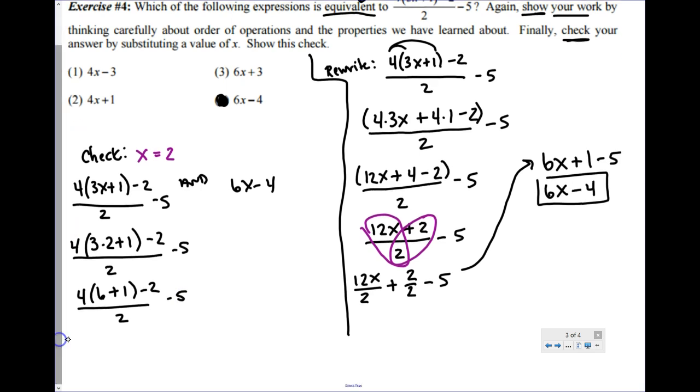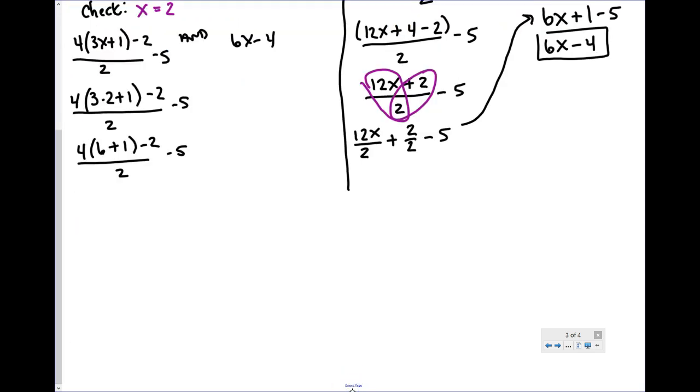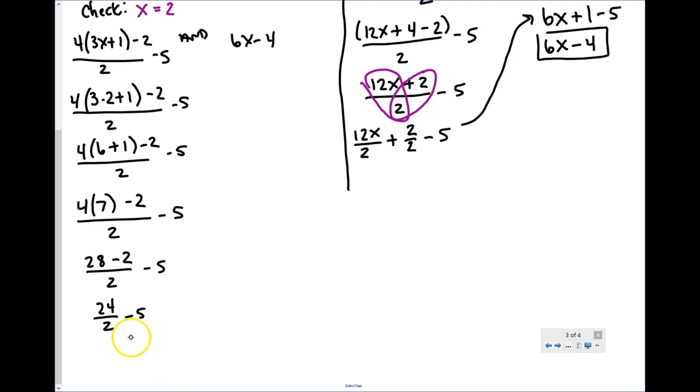Let me scroll down a bit so I have some more room. 6 plus 1 is going to be 7. Notice I'm doing one step at a time. 4 times 7 is 28. Carry down the 2s. 28 minus 2 is 24. 24 divided by 2 is 12. And 12 minus 5 is 7. Let's hope I get 7 when I check it back up here.